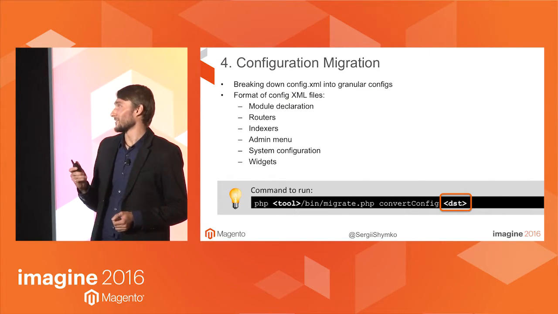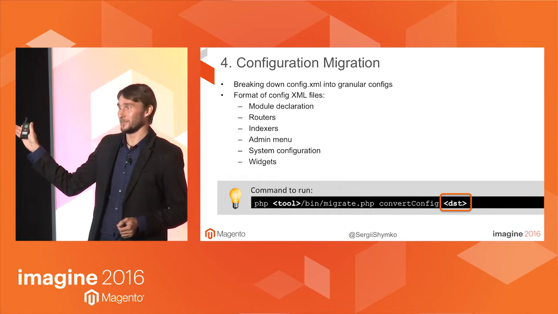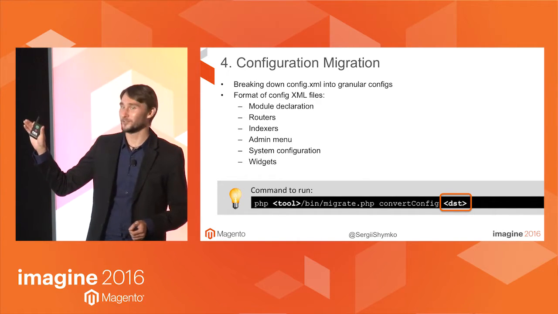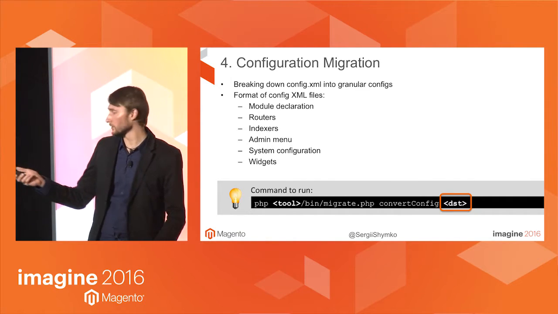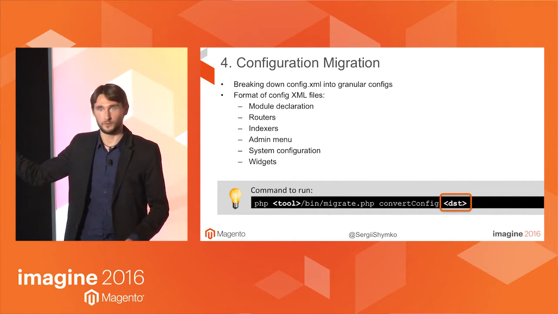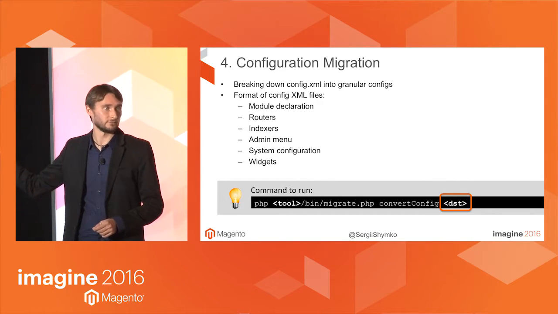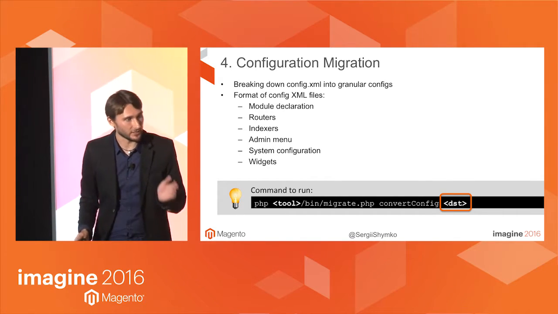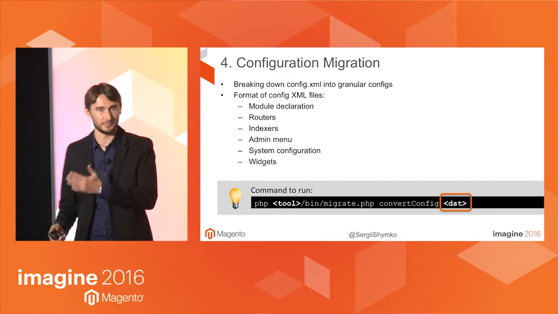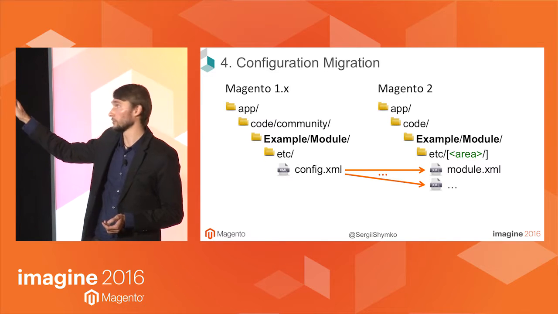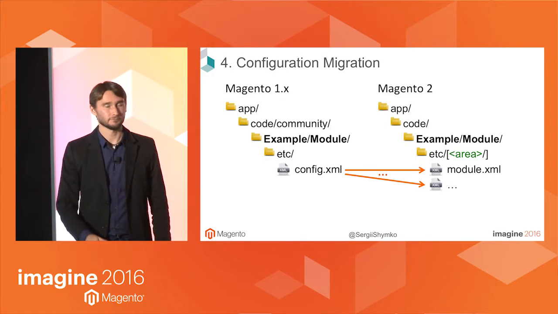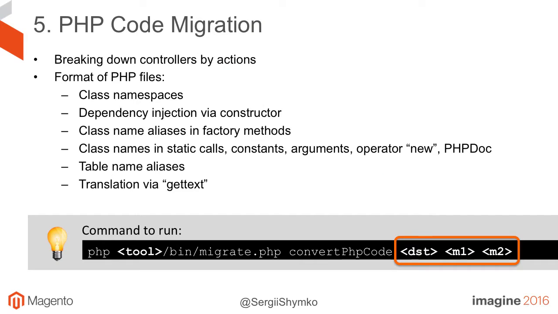All right. And this is the command that you have to run in order to initiate configuration migration, very similar to layout, the same pattern. You can recognize the same destination directory. It will keep modifying files in the destination directory. And here is what it's going to do: break down your config XML into multiple files, including the module declaration file and other files.